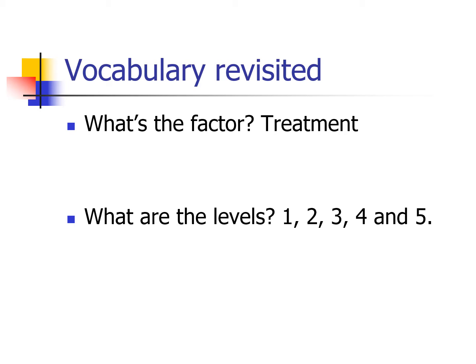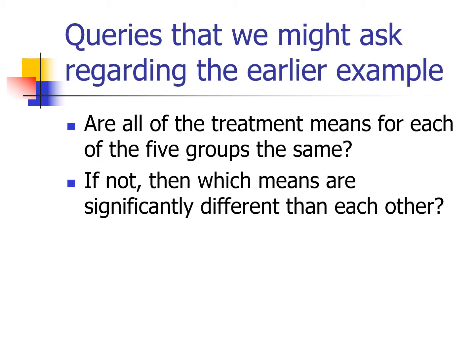So in terms of our vocabulary, the factor is the treatment, right? The nominal variable, in this case, is treatment, and the levels of treatment are just generic levels: placebo, treatment 2, treatment 3, treatment 4, treatment 5.